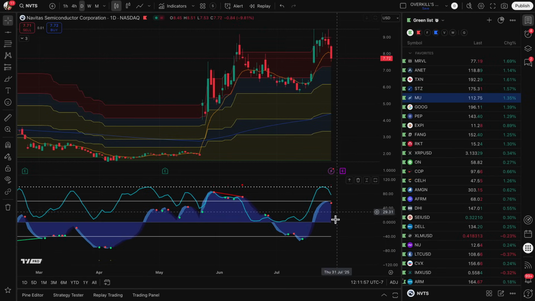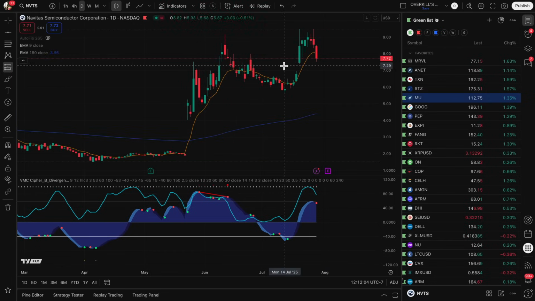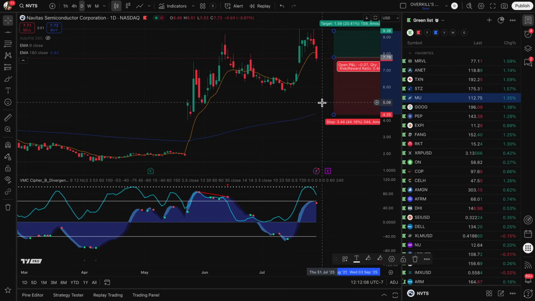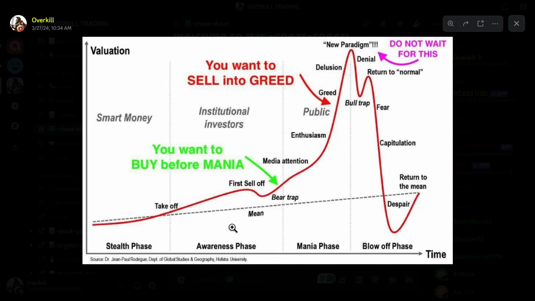So I'd look for a pullback on this one and a green dot. If you can get that at like $4 or $5, I think that's where I'd want to buy it. Because as of right now, you can see we're sitting at what, $8. So you're trading at a 44% premium from the 6-month average. This is the average price over 6 months. Remember that mean that we talked about, the average.